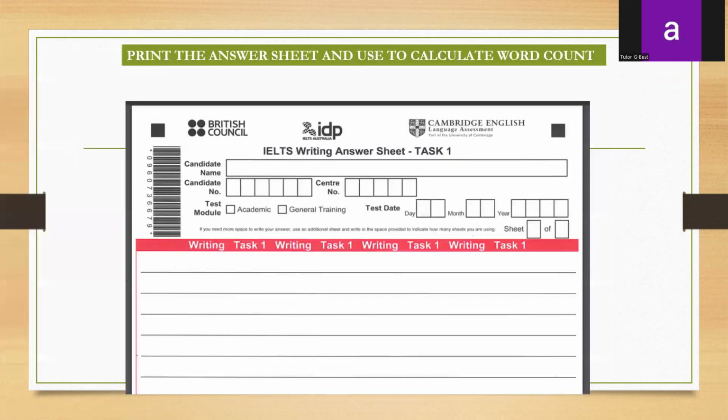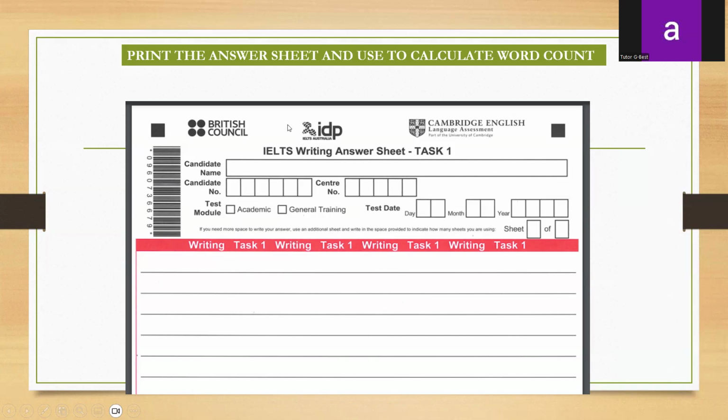So this is what the Task 1 answer sheet looks like for both Academic and General. You tick Academic or you tick General. If you're writing General, you tick General. If you're writing Academic, you tick Academic. So this is it. The color is red.